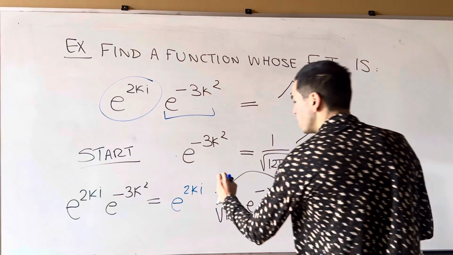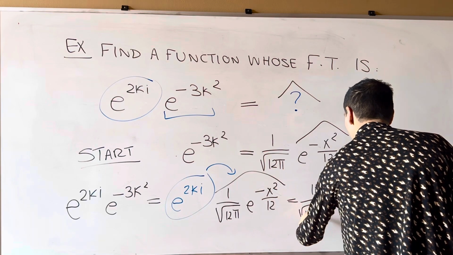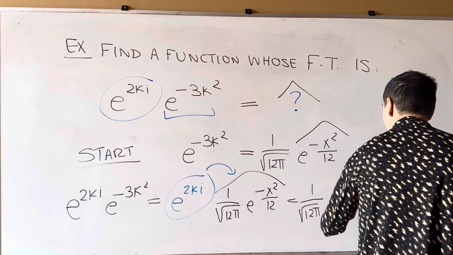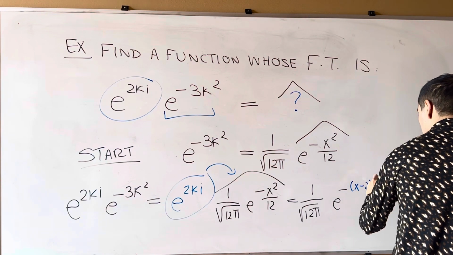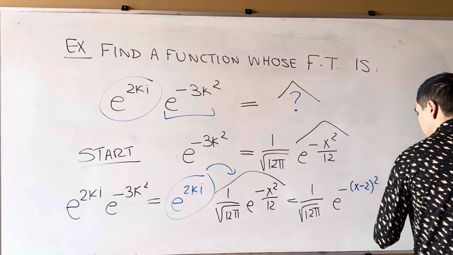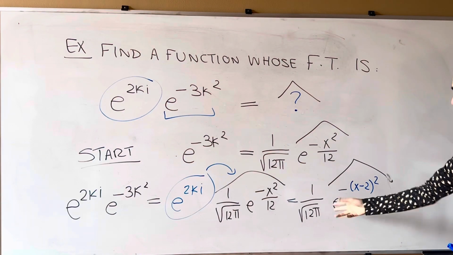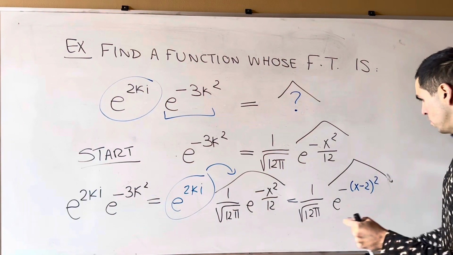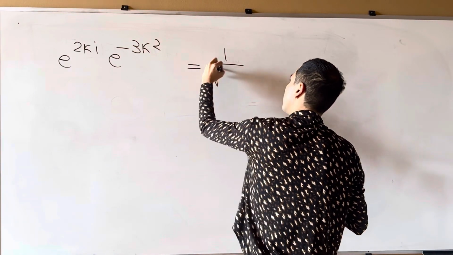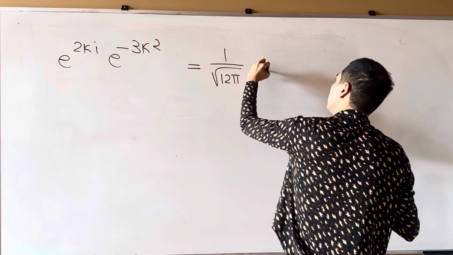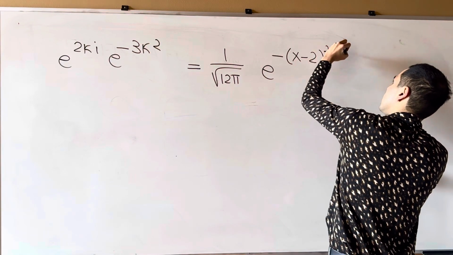And remember, this factor just shifts things. So we get 1 over square root of 12 pi, and then e to the minus (x minus 2) squared, hat. So what is our answer in this case? It's just the shifted function. So once again, this function is the Fourier transform of 1 over square root of 12 pi, and then e to the minus (x minus 2) squared.